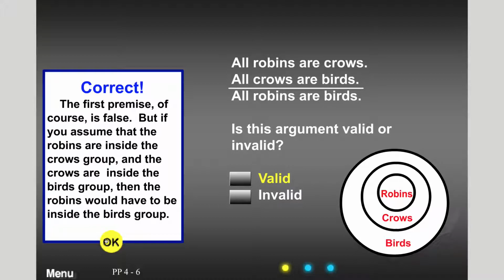But in terms of the logic that we're learning here, when we're just testing for whether an argument is valid or invalid, all that matters for now is if robins are crows, they're not. If all crows are birds, then it necessarily follows that all robins are birds, right? So it's a valid argument.